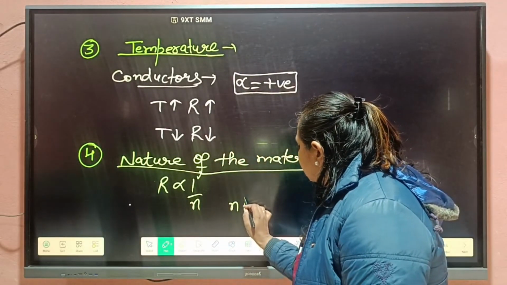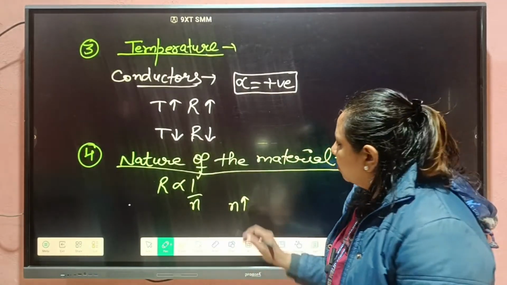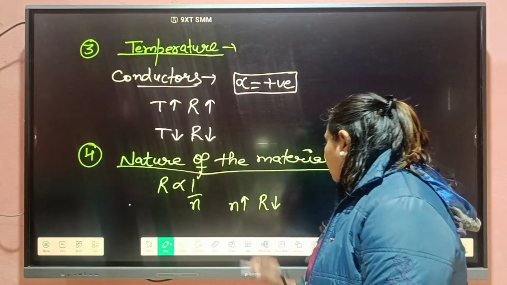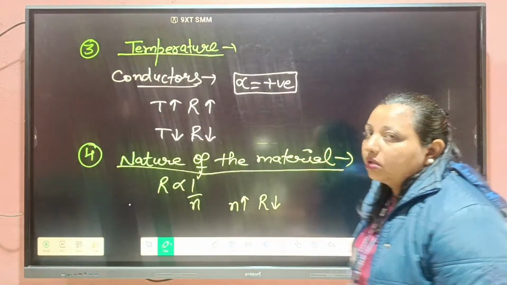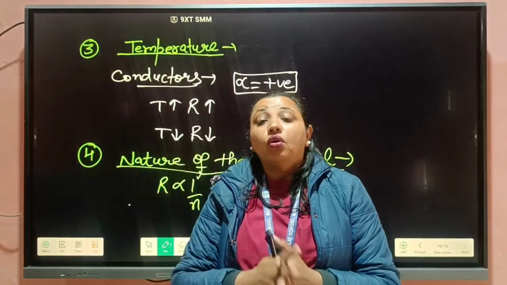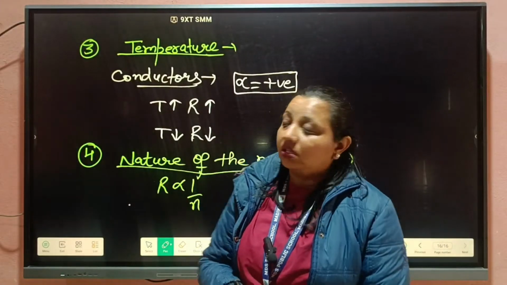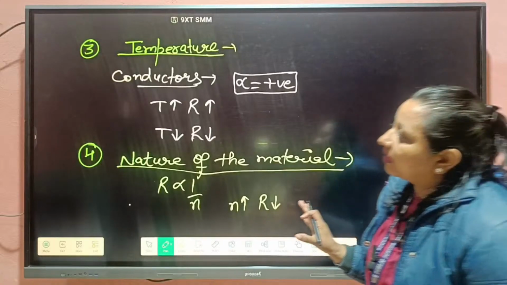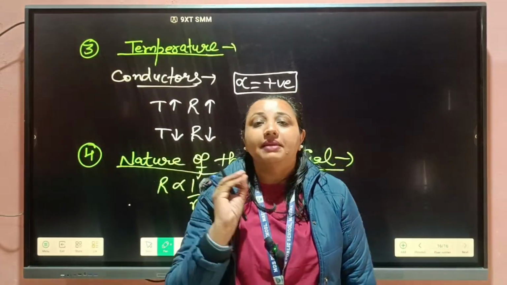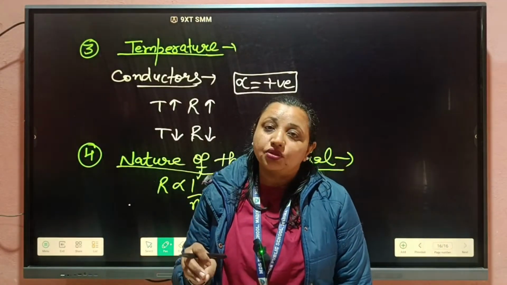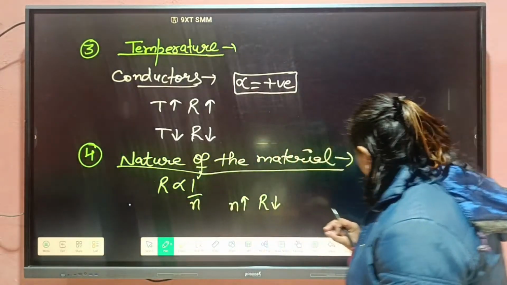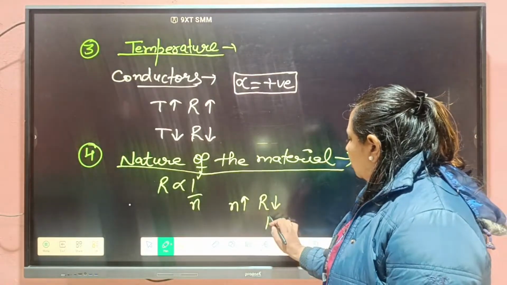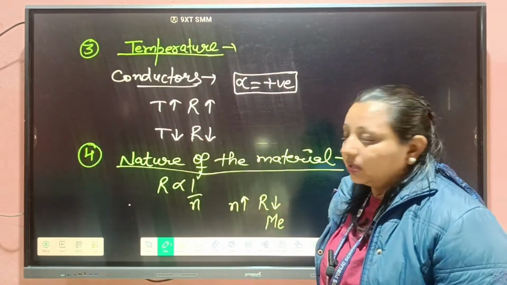If a conductor or a material has a greater electron density, then resistance decreases. If we talk about silver and aluminium, which one is the better conductor? Silver is the better conductor. So these are the four factors on which the resistance of a conductor depends: length, area, temperature, and nature of the material. The only liquid which is a conductor is mercury.